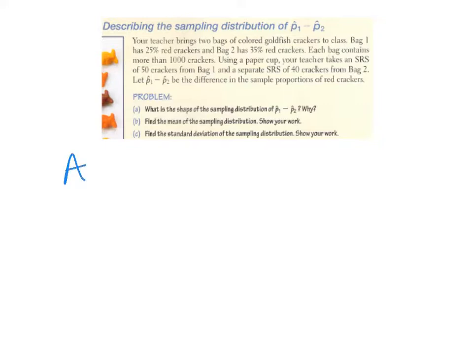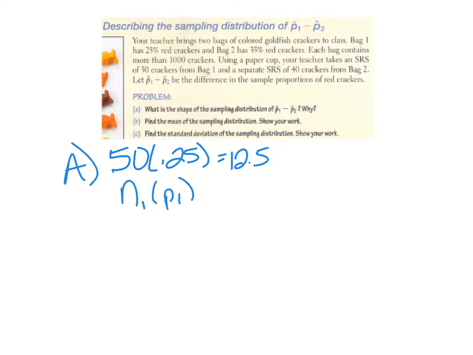So part A wants to know the shape of my sampling distribution. And how do I know that shape? Well, if I take my two samples, if I do my large counts for both samples, I can help determine my shape there. My first sample size was 50 times 0.25, which gives me 12.5. That would be my N1 times P1. And then I would also need 50 times 0.75, which is 37.5. That would be my N1 times 1 minus P1.